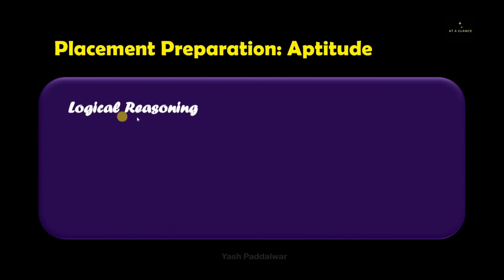Now we'll move on to the next section of the aptitude, which is logical reasoning. So let's have a look at all the short topics that come under this particular section. First is the series topic. Here questions like number series, letter series or word series will be given to you, and you will be asked to predict what will come next.